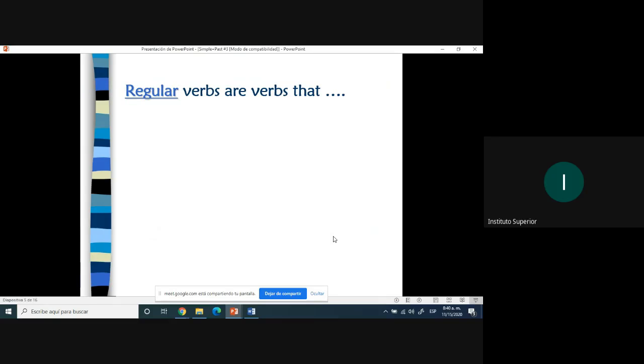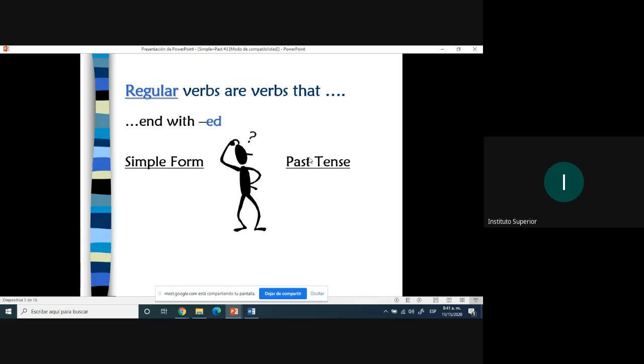Now, the regular verbs are verbs that end with ed, as we mentioned. Now, the simple form in this case, as we mentioned, is walk, right? And the past tense will be, I'll tell you in a second, study and cry. And in this one here it will be by adding ed.